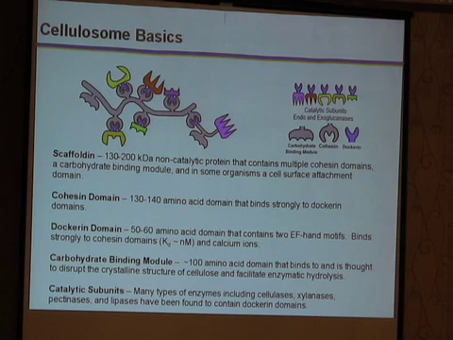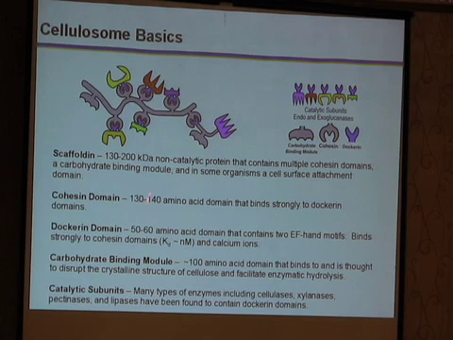So cellulosomes are multi-enzyme complexes that are built around the scaffolding, this gray one in the middle here. And these are on the order of 100 to 200 kilodalton non-catalytic proteins. They have these cohesin domains that look like W's here. And they also typically have a carbohydrate binding module. In some organisms, they're associated to the surface of the bacteria.